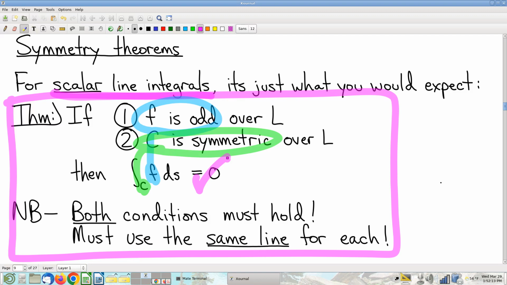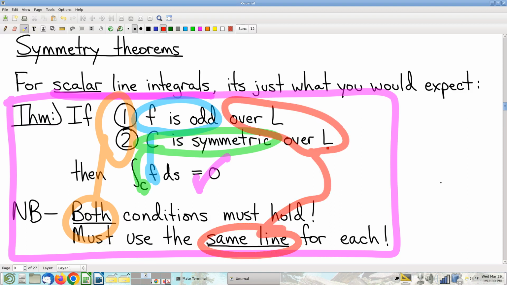Gotta love it. Right? Just be warned, you do have to be careful with this. In particular, both conditions have to hold. That's the same warning that I gave you with double and triple integral symmetry theorems. And furthermore, you have to use the same line for both of these conditions. Again, same warning that I gave you for both double and triple integrals.